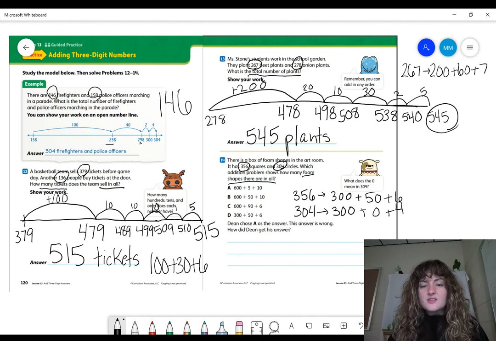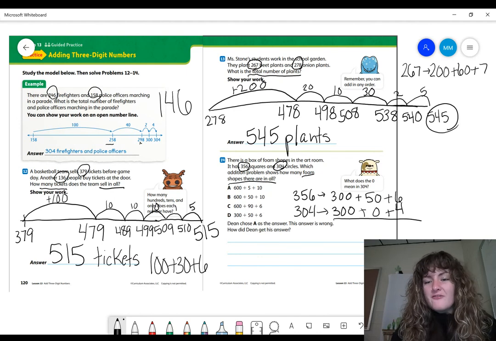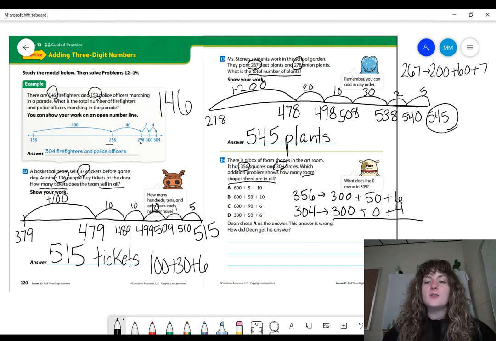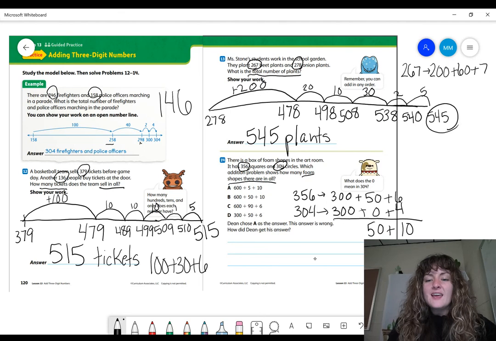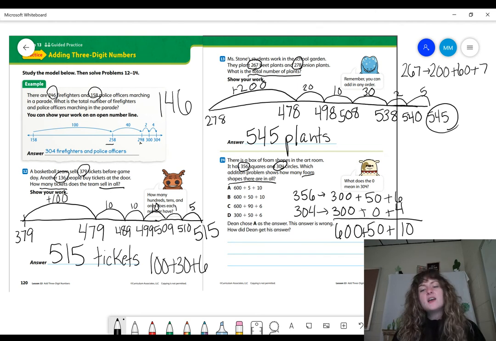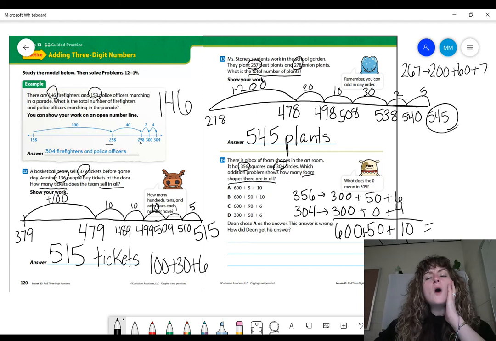All right, so now I am going to put the value of our parts together. So let's start with our ones. In our ones, we have 10 ones. In our tens place, we have 5 tens plus 0 tens, so 50. And then 3 hundreds plus 3 hundreds would be 6 hundreds. All right, so the value of our number would be 600 plus 50 plus 10. Ooh, what number would that make altogether?